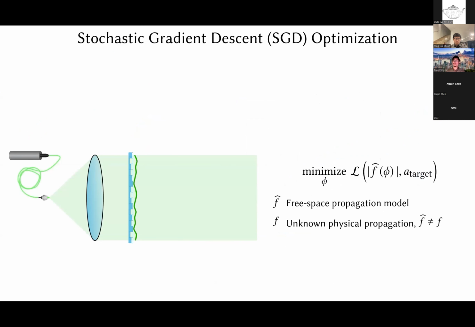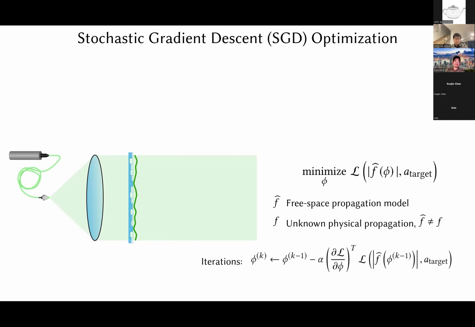First of all, the goal of any CGH method is to solve an objective function. We have F hat, the simulated model of the free space propagation, and A is the target amplitude. The physical light transport in the display, F, is often slightly different from F hat because of aberrations and hardware issues. We will get back to this later. For now, all we have is the simulated model F hat.